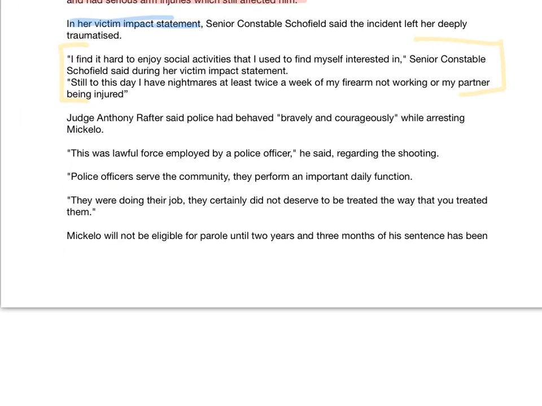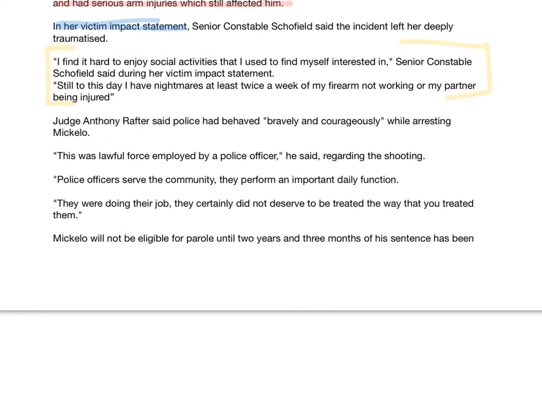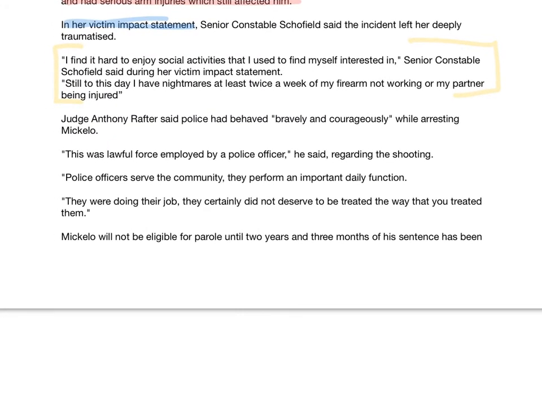The judge said police had behaved bravely and courageously while arresting Mikolo. "This was lawful force employed by a police officer." So the judge is saying that the officer did the right thing in shooting him. "Police officers serve the community. They perform an important daily function. They were doing their job. They certainly did not deserve to be treated the way you treated them." So the judge is not having any of it and has sentenced him to 5 years, basically.